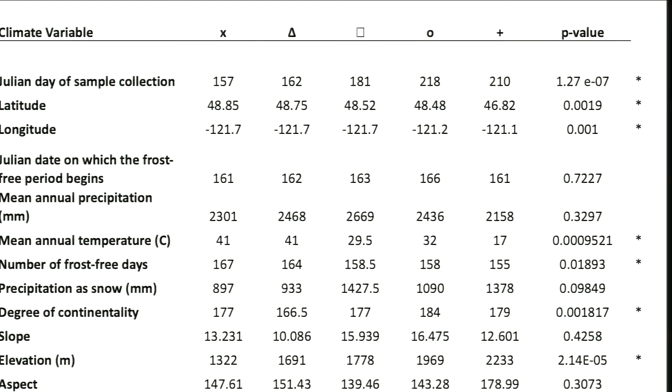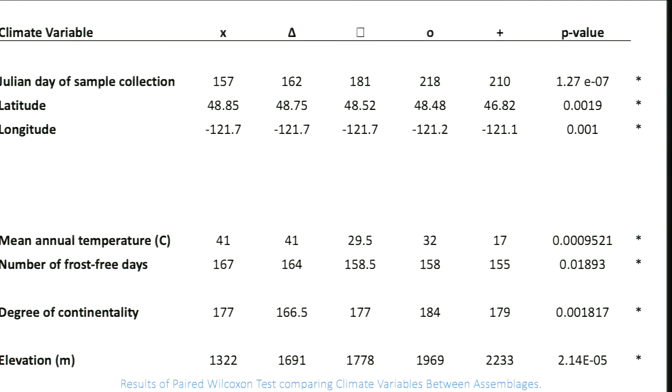And so with those coordinates, we pulled information from a bunch of different environmental variables. So we looked at Julian day of sample collection, and Julian day is just where we number each of the days of the year from 0 to 365. We looked at latitude, longitude, the date of the first frost-free period, mean annual precipitation, mean annual temperature, degree of continentality, which is basically how far from the coast you are in Washington, precipitation as snow, slope, elevation, aspect, etc.